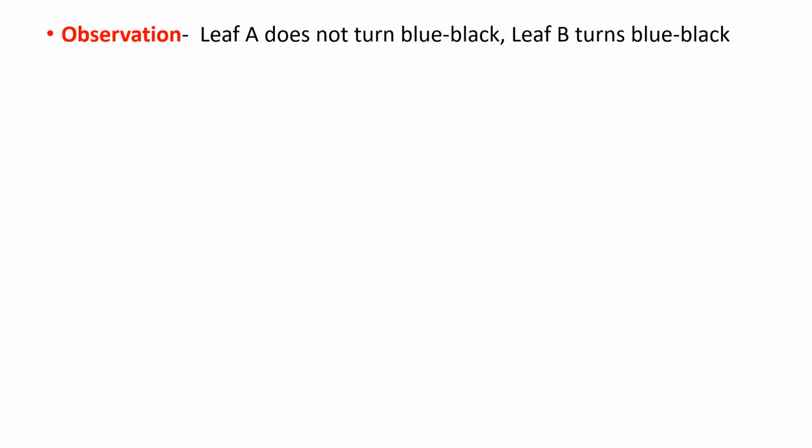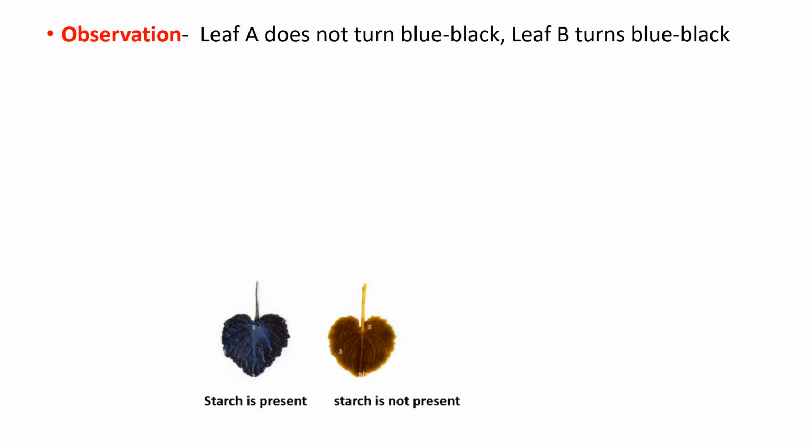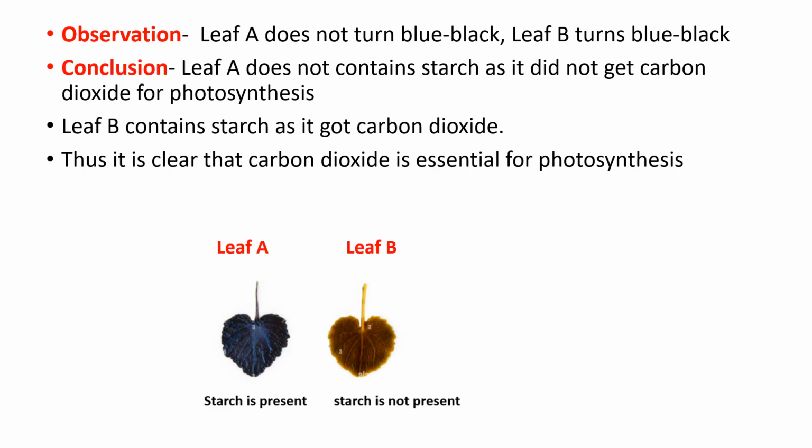Observation: leaf A does not turn blue-black, but leaf B turns blue-black. Conclusion: leaf A does not contain starch as it did not get carbon dioxide for photosynthesis. Leaf B contains starch as it got carbon dioxide. Thus, it is clear that carbon dioxide is essential for photosynthesis.